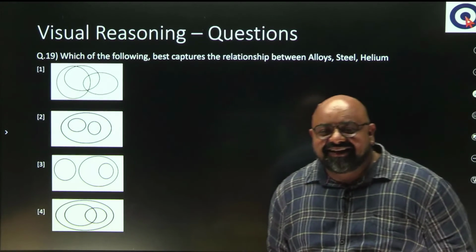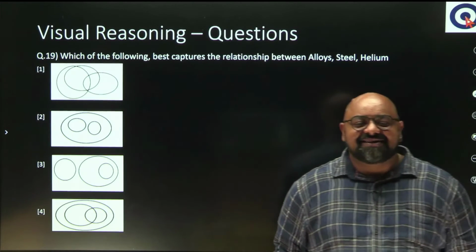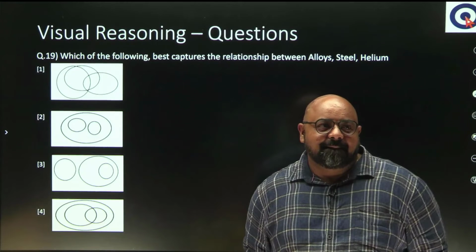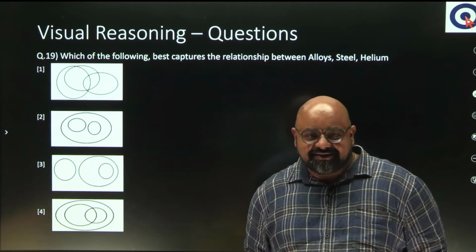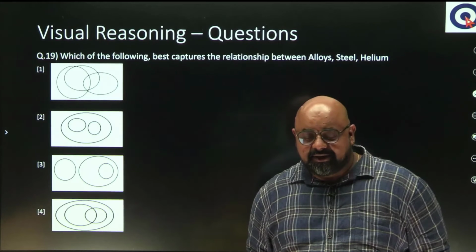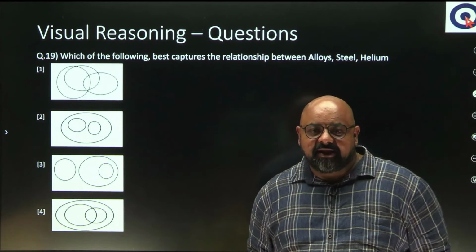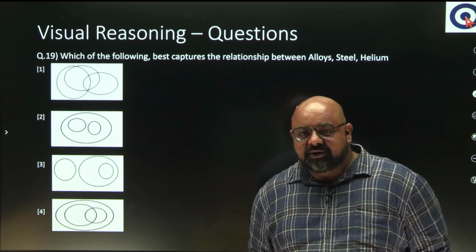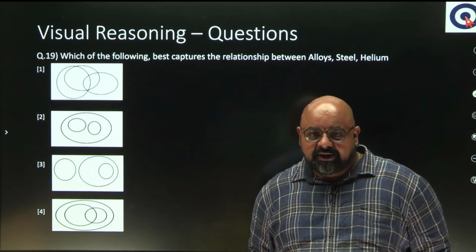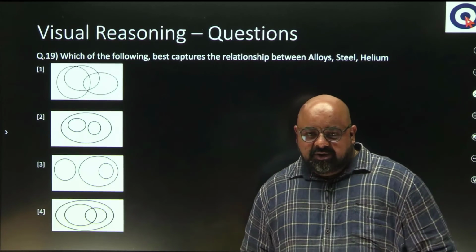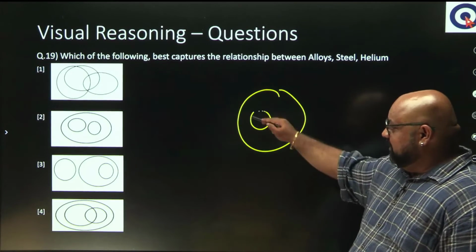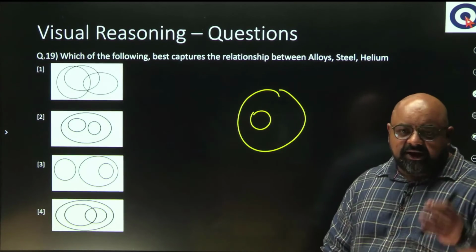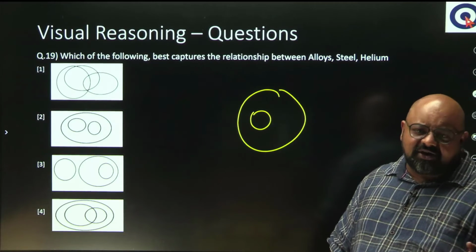Yeah. So alloys essentially are mixtures of metals, probably, and steel I know is not a metal per se, but carbon mixed with iron is steel, right? So steel is an alloy, helium is a gas. So if I look at alloys, steel will be a part of alloys, a type of alloy. There can be other alloys as well which are not steel.